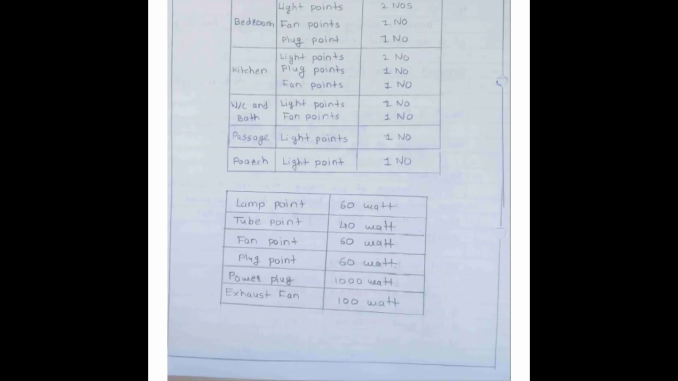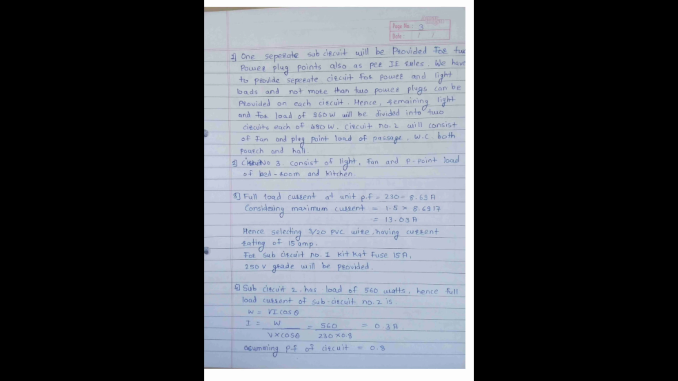So lamp point means lamp is 60 watt, tube point is 40 watt, fan point is 60 watt, plug point is 60 watt, power plug is 1000 watt, and exhaust fan is 100 watt. So we calculate this by multiplying their wattage by the number of points, and the total is 2960 watt.